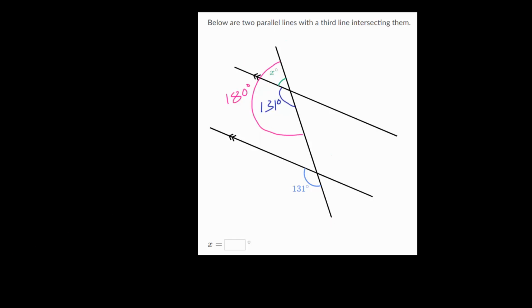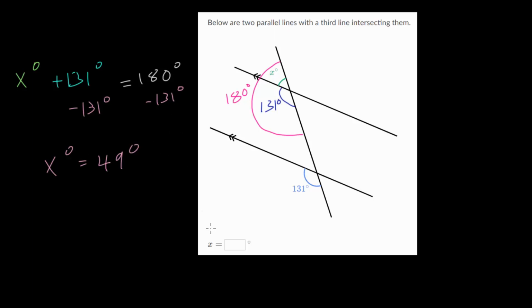So let's set up that equation that the green angle, the x-degree angle, plus the blue angle, the 131-degree angle, that these are going to equal 180 degrees. So let's solve this equation. We can subtract 131 on each side. And taking away 130 brings us to 50. Taking away one more brings us to 49. So this missing green angle is 49 degrees. And you can see that's true because if you add these together, you do get back 180.